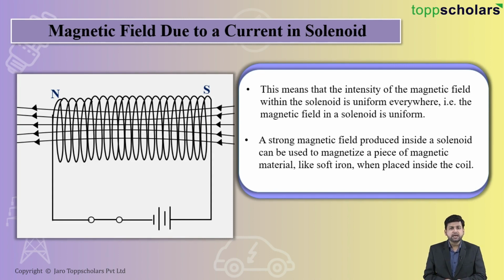Now students, when you consider a solenoid, a strong magnetic field is produced inside it, and this magnetic field can be used to magnetize materials such as soft iron. This magnetic field can be used to magnetize a material such as soft iron or other magnetic materials.